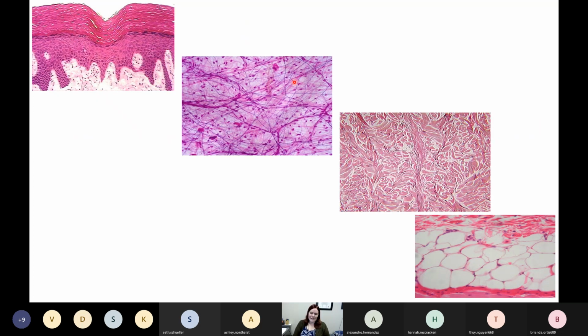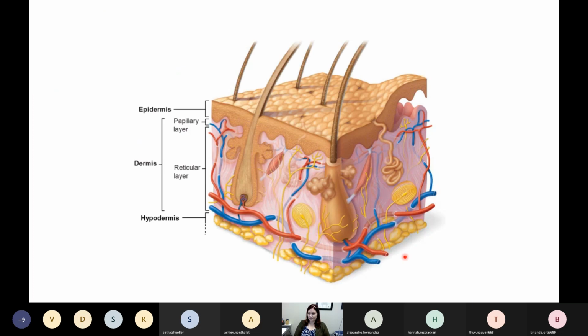So when we look at the skin, remember that we start with that keratinized stratified squamous on the outside. Then we go into the areolar, then we go into the dense irregular, and finally finish off with that adipose tissue. All 4 of those layers inside the skin.